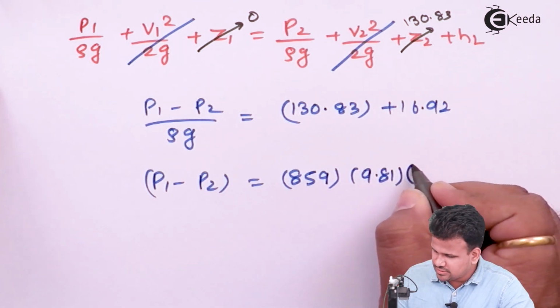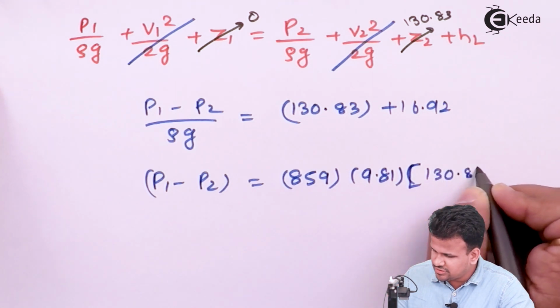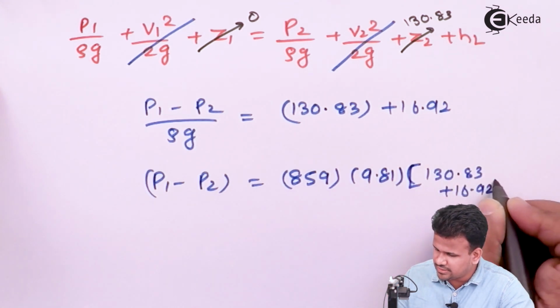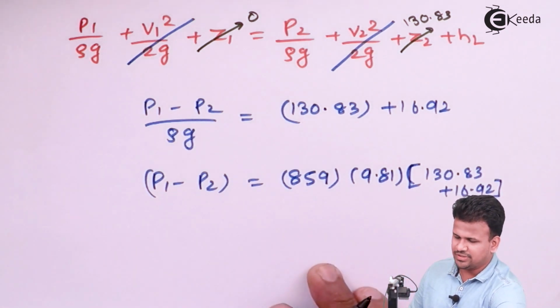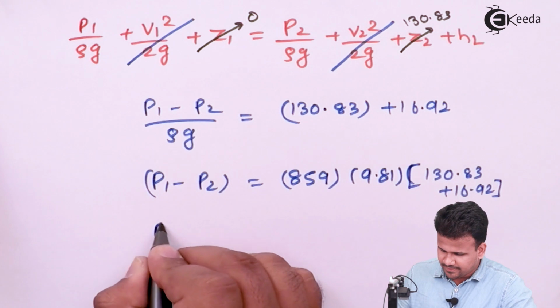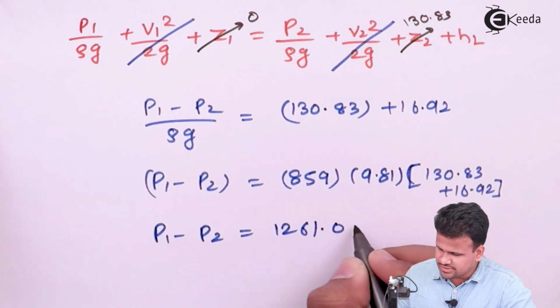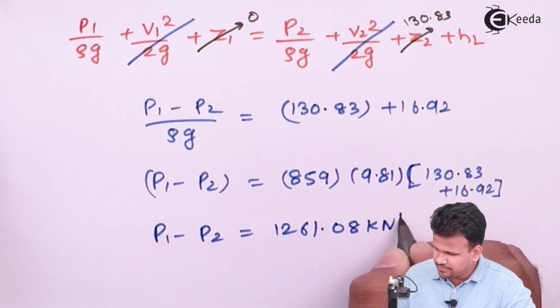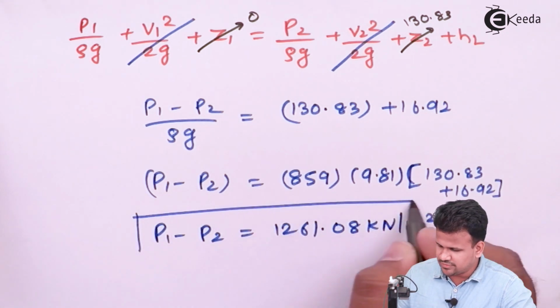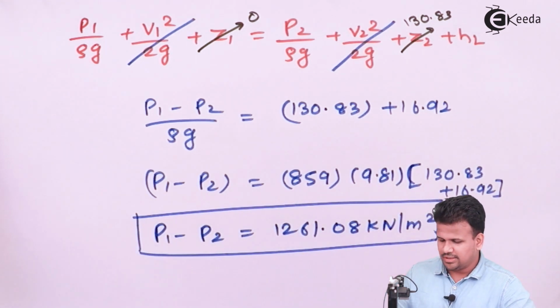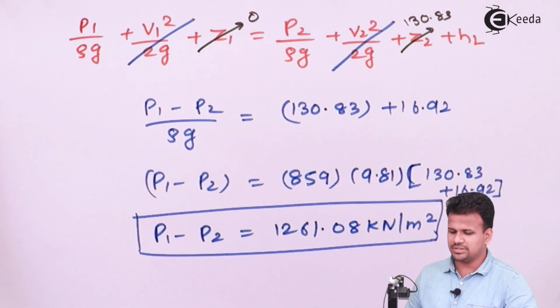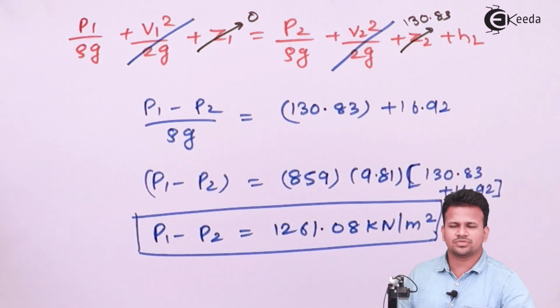So hence P1 minus P2 will be equal to 859, which is the value of density, into 9.81 into 130.83 plus 16.92. So if we evaluate this value, this comes out to be P1 minus P2 is equal to 1261.08 kilonewton per meter square. So this is the value of the difference in pressure. I hope you have understood how to solve a problem of a pipe related to laminar flow which is inclined at an angle of 3 degrees to the horizontal. Thank you.